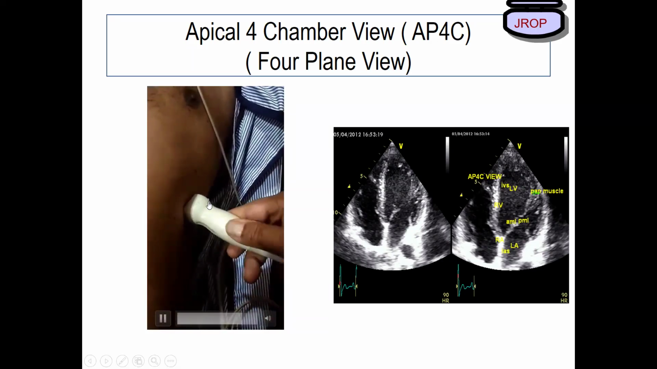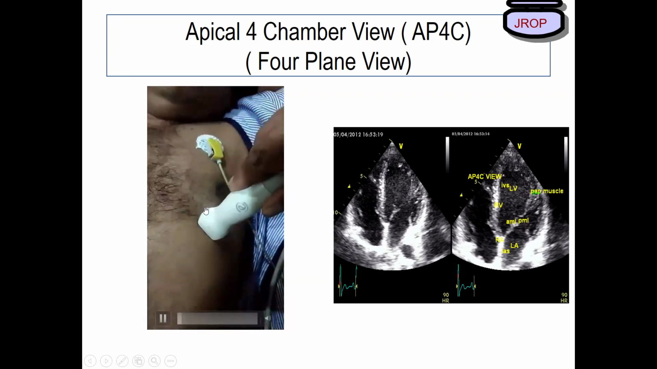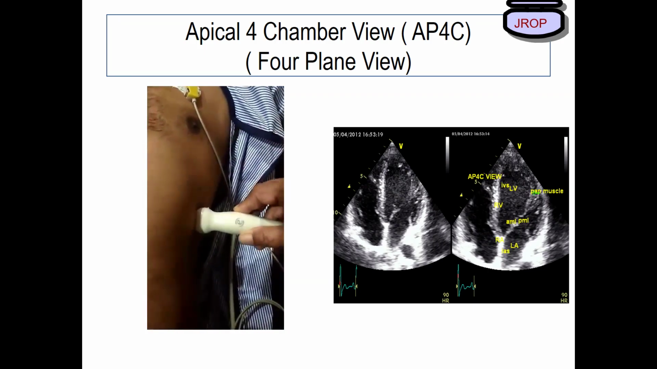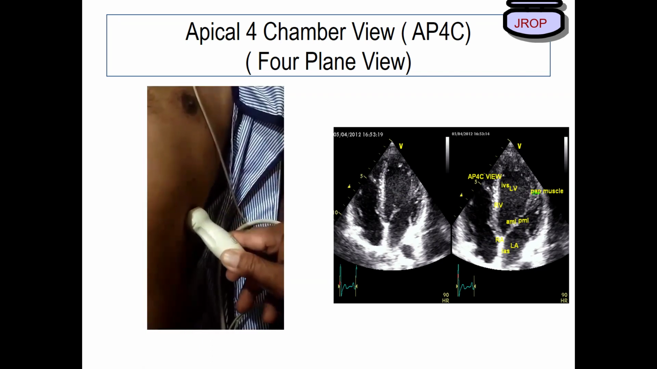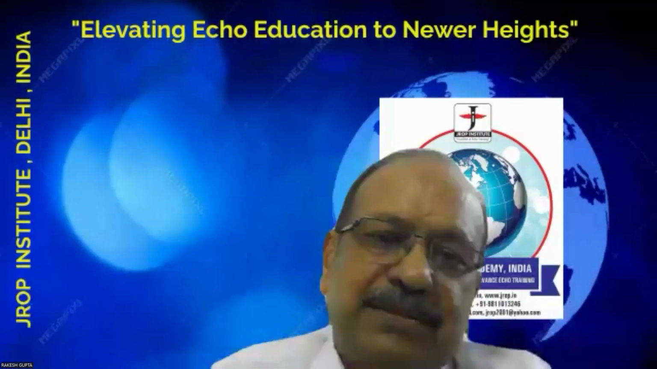If you can't make your good views, go to the apex window, slide your transducer toward the apex. You will get the apical 3-chamber view. Do a clockwise rotation, you get 2 and 4-chamber views. Okay, sir. I'll try it next day. Yeah, go ahead and try. Then you'll find better answers. Okay, sir.